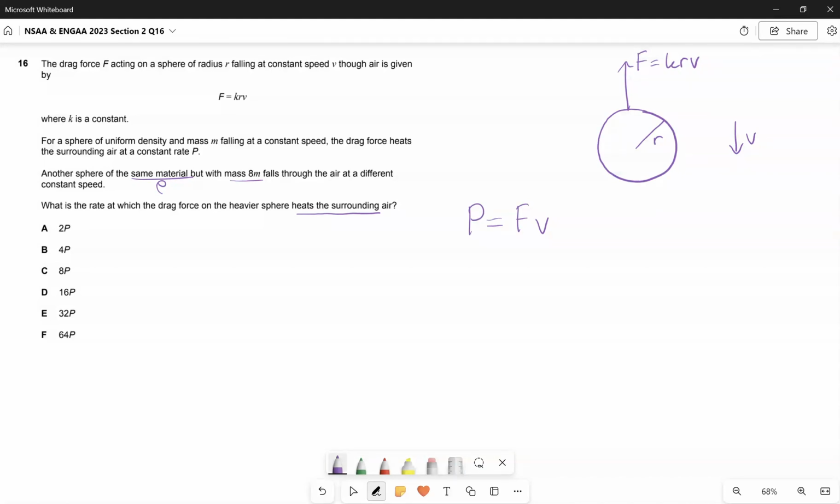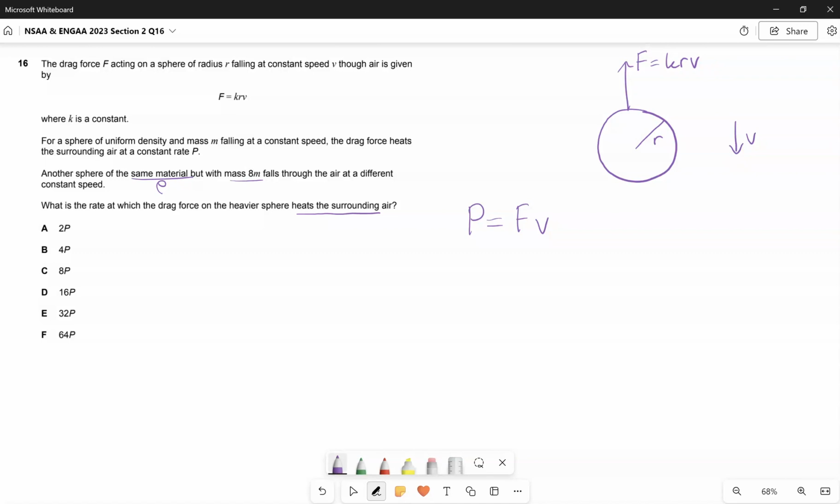So we need to understand the mechanism by which this is happening. If we have spheres falling at some constant speed and they have a drag force, that must mean the drag force is balancing the weight term. Because if there was a net force, it would be decelerating. But clearly it's traveling at a constant speed, which means that the forces on it must be balanced. So the only one we could assume here is gravity.